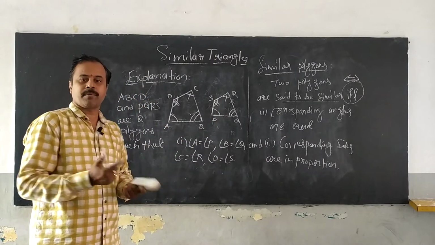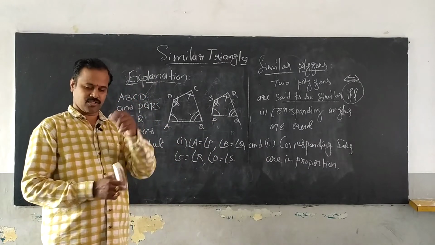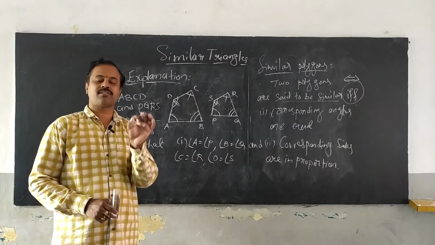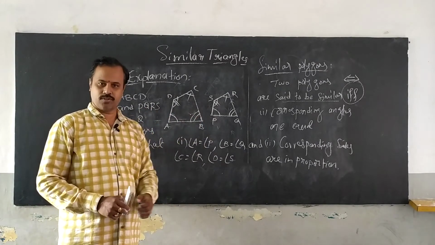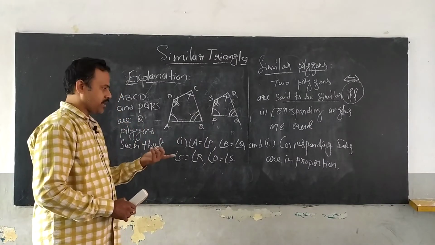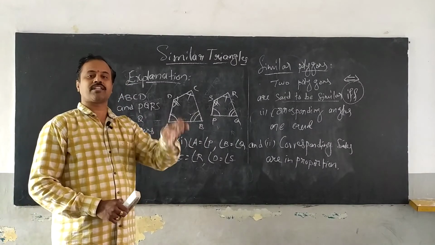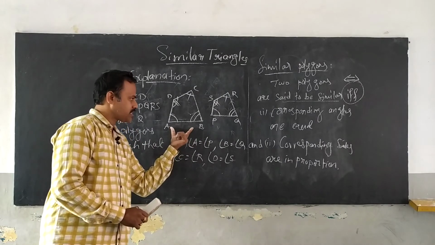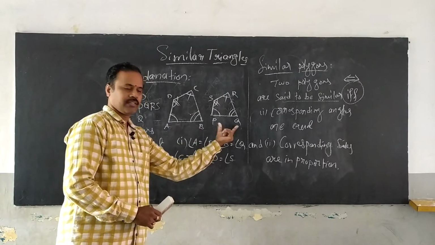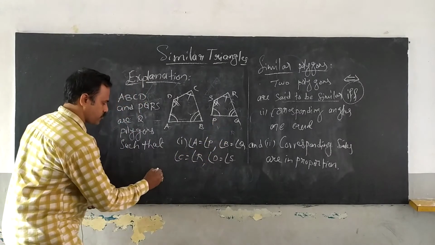So what is meant by proportion? Proportion means equality of the ratios. Equality of the ratios. Is it clear? So what ratios? The ratios of the lengths of the corresponding sides. Now I take the side AB. Its corresponding side here is PQ. The ratio of these two, we have to take.